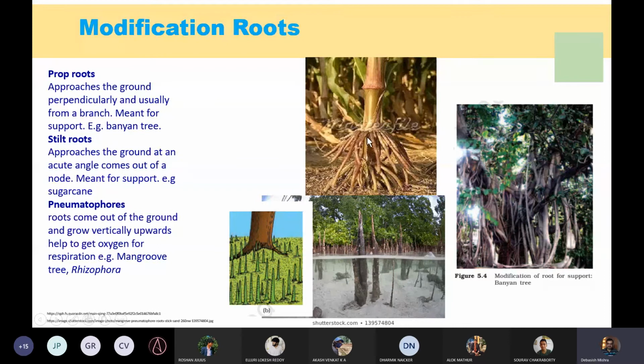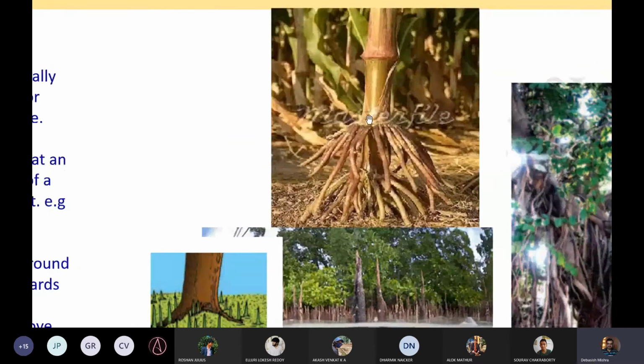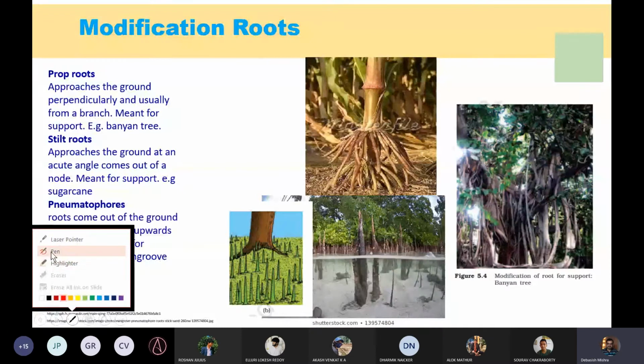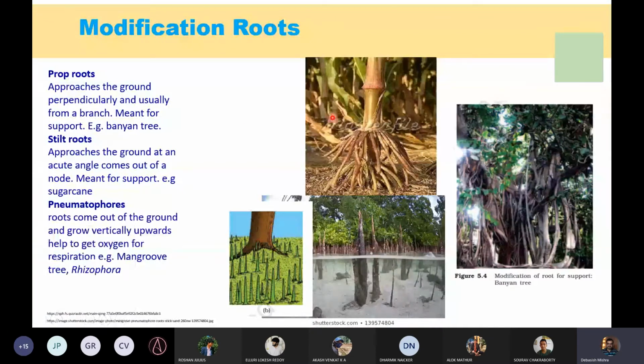This is a picture of sugar cane here. You can see. Then we have pneumatophores. These are oxygen-breathing roots, which also originate from roots itself, but it grows upward. These are support and function enhancement roles of roots.